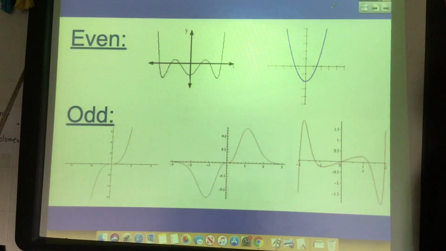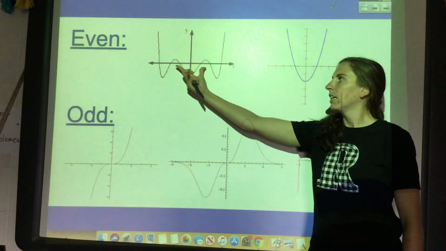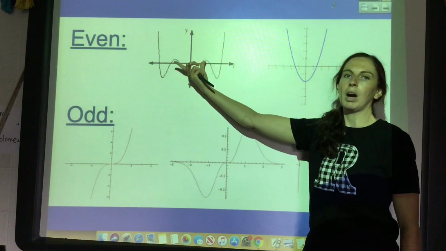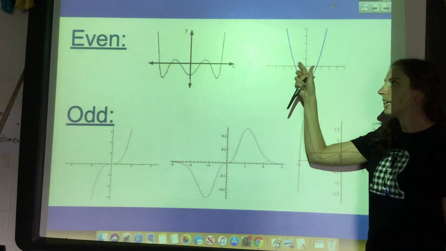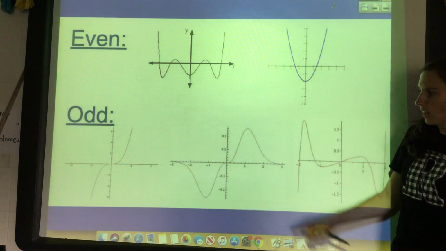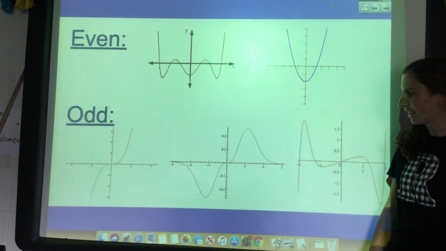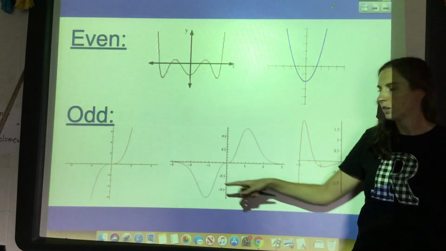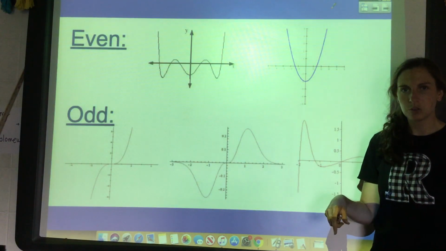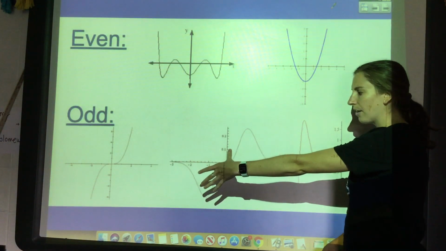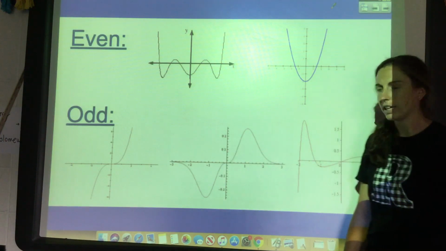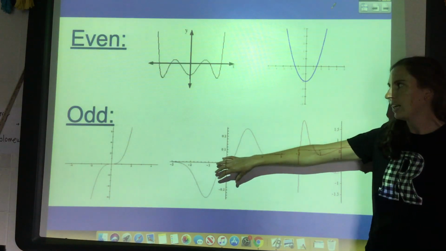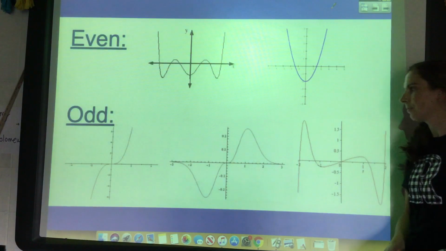Okay, so you probably noticed, especially on the even ones, that they're symmetric about the y-axis, meaning if I were to pick it up and flip it over the y-axis, I'd get the same graph. Same thing here with this parabola. With the odd ones, it's a little odd, but you may notice it's kind of a rotation of itself. With odd functions, what happens is, if you were to take the graph and rotate it 180 degrees around the origin, you would get the same graph. We call that rotational symmetry, where this is reflection symmetry.